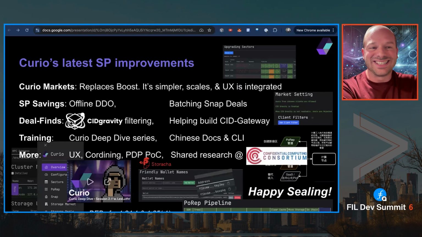So everybody gets to see these features the next time they log into their Curio UI.